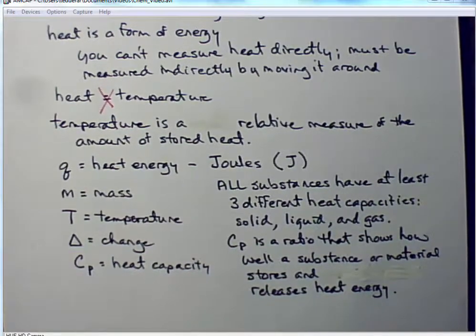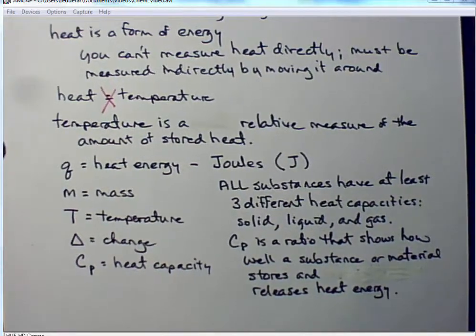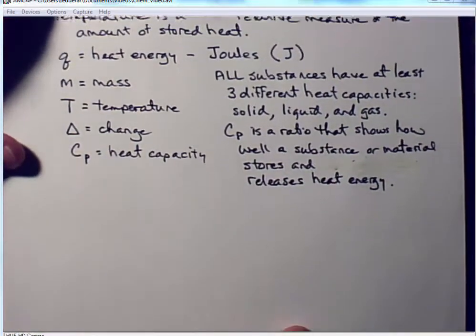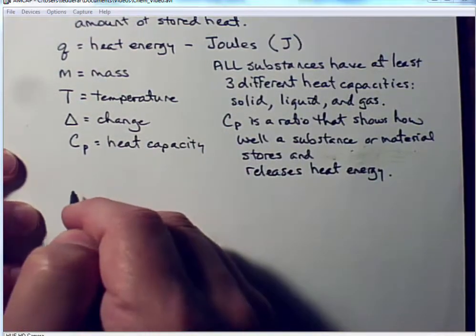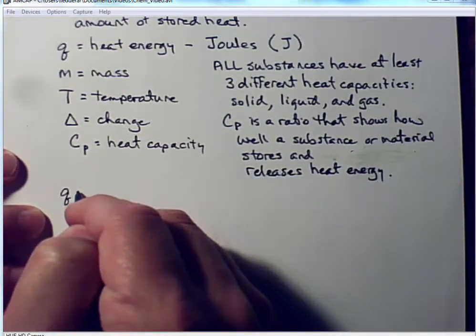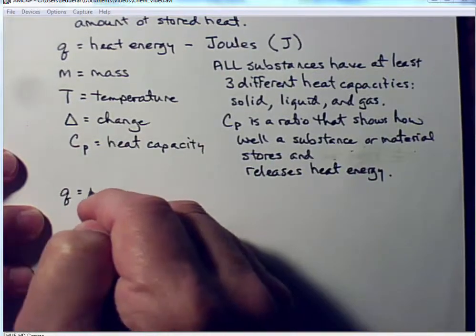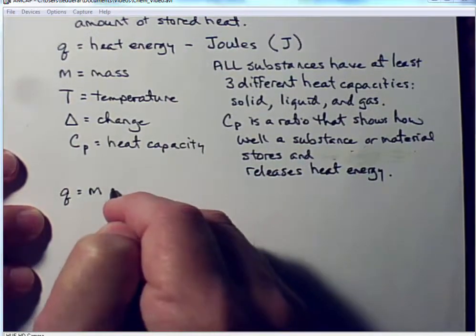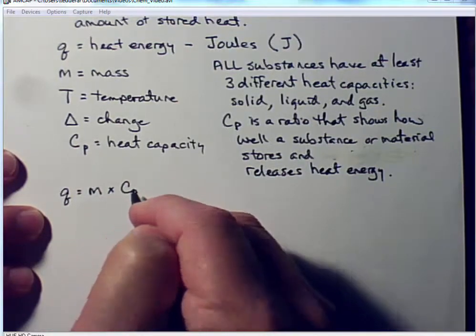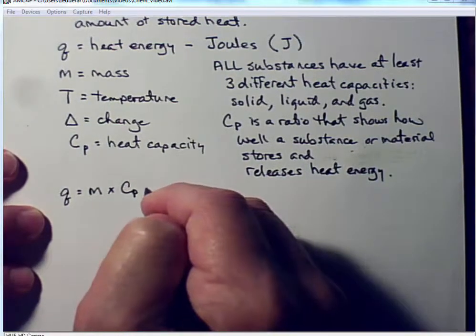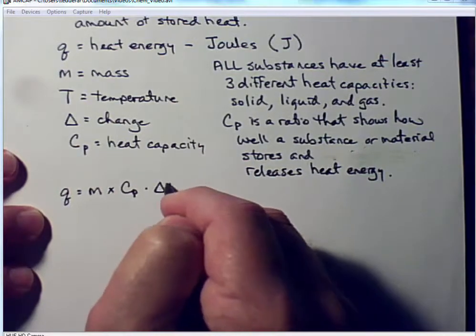All right, now. So, all of these are going to be used in one of our 2 equations that are going to be used in this class at least for figuring out how heat is exchanged and how we calculate it, okay? All right, so here's the equation I want you to know. Q, heat energy, is equal to mass times the specific heat times the change in temperature.